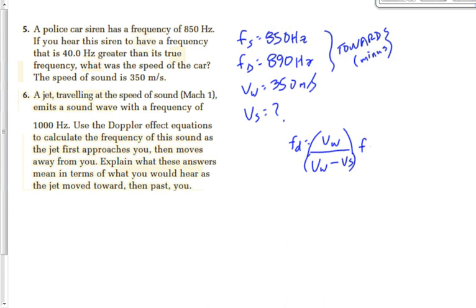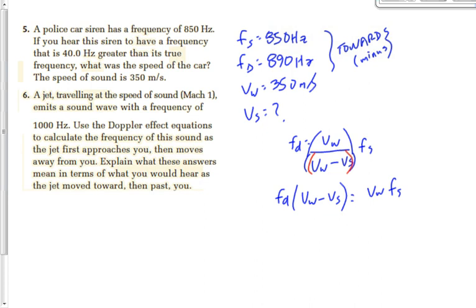Multiply that by Fs. Now, in order to rearrange this to solve for Vs, I want to take this bottom term and put it in brackets, just so you recognize that I can treat it as one term here. And to get it to the top, I'm going to multiply it by both sides. So it becomes Fd times (Vw minus Vs) equals, well, we're left on the other side with Vw times Fs. Already it's looking better. We still have a little way to go before we solve for Vs, but it's looking better already. What's the next step going to be?